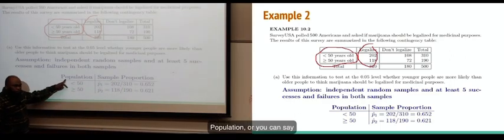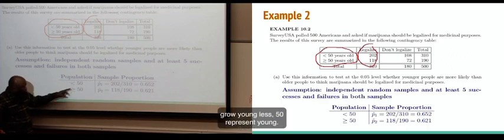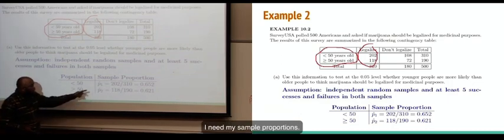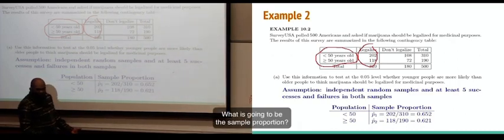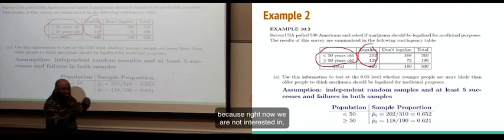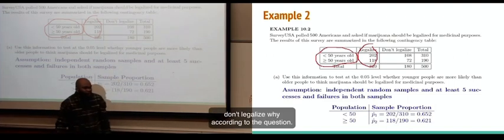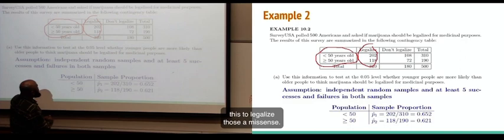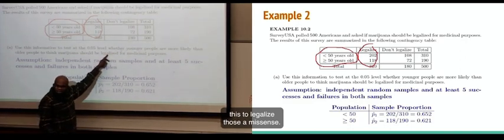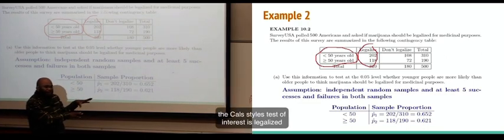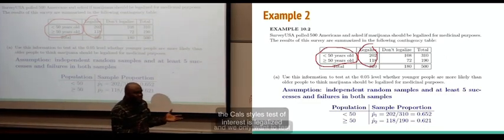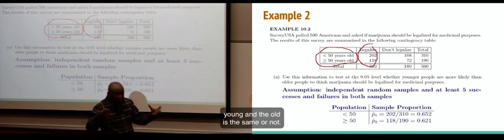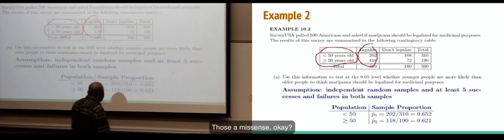You're now going to come here again. Population 1, or you can say group young, less than 50 represents young, and this represents old. What do I want to do now? I need my sample proportions. What is going to be the sample proportion? You can see 202, because right now we are not interested in don't legalize. Why? According to the question, please read. Maybe in another question, I'm going to change this to not legalize. Does that make sense? So the focus now, the characteristic of interest, is legalize, and we only want to test whether the perception of the young and the old is the same or not. Does that make sense?